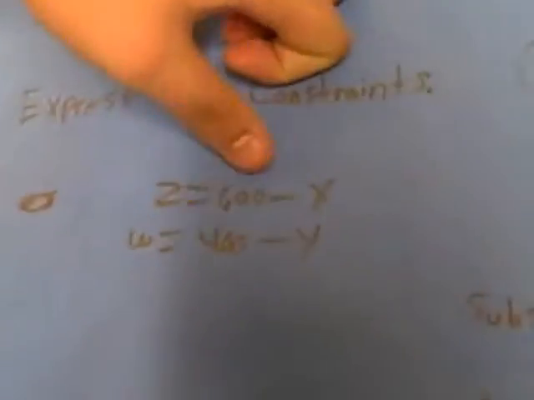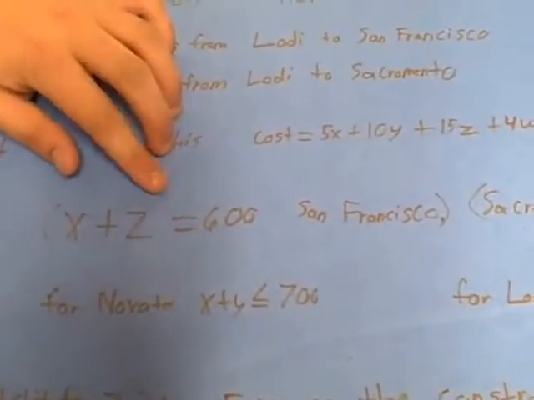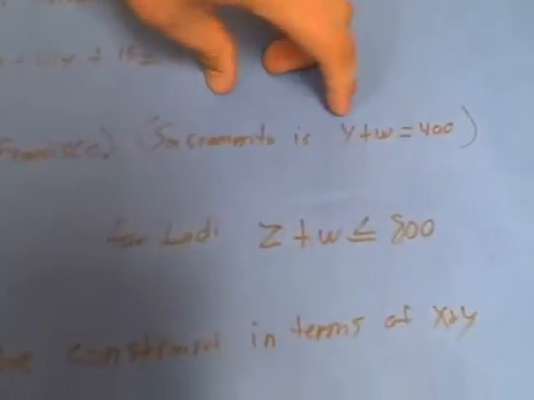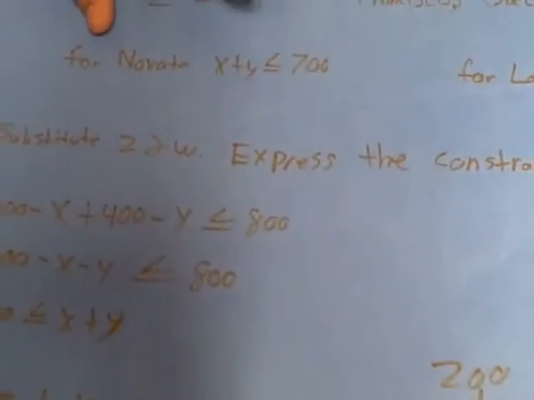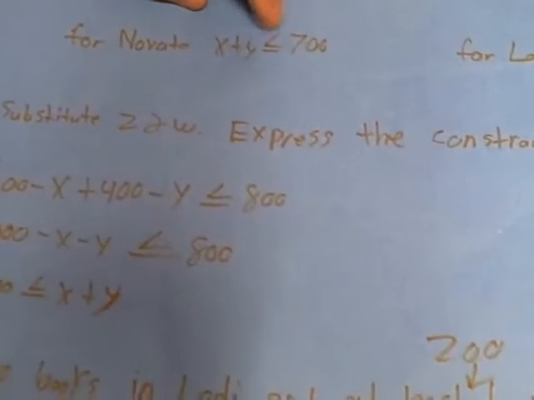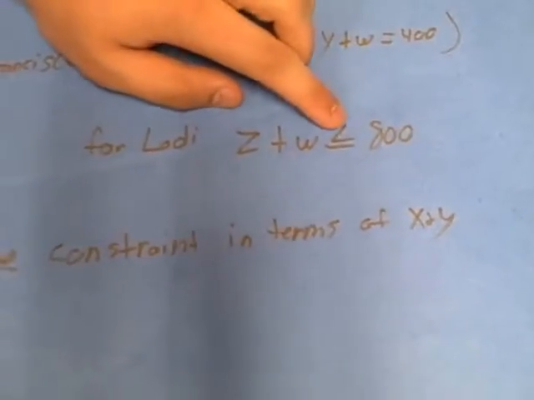We have to express the constraints. They tell us to make z equal 600 minus x and w equal 400 minus y. We also have x plus z equals 600, that's for San Francisco, and for Sacramento, y plus w equals 400. For Novato, x plus y has to be less than or equal to 700, and for Lodi, z plus w has to be less than or equal to 800.